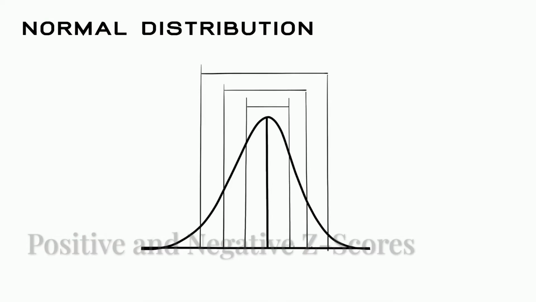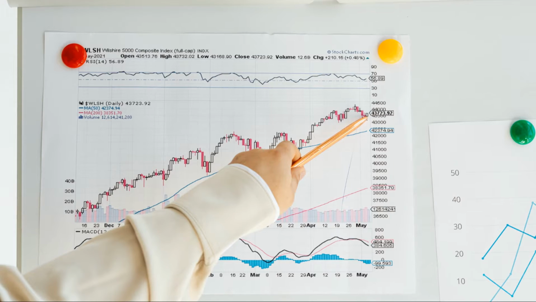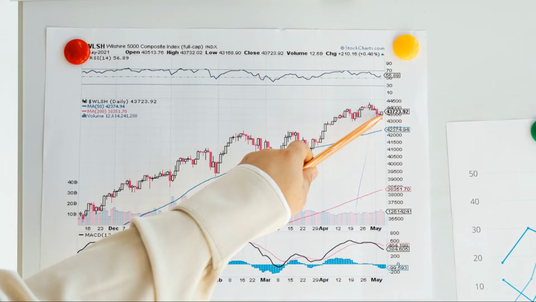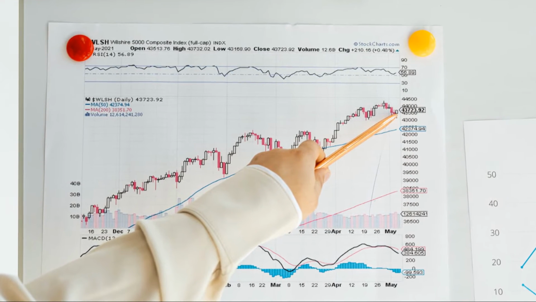So a Z-score can actually be positive or negative. A positive Z-score means that the data point is above the mean, while a negative Z-score means it's below the mean. Pretty straightforward, right?